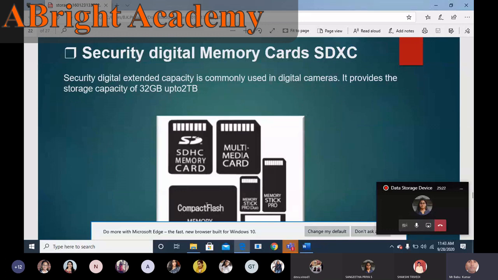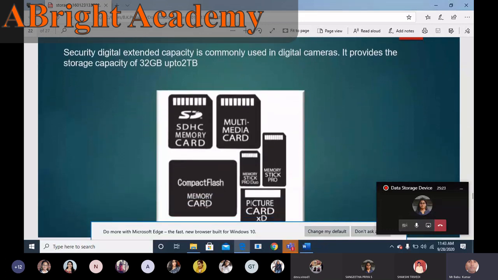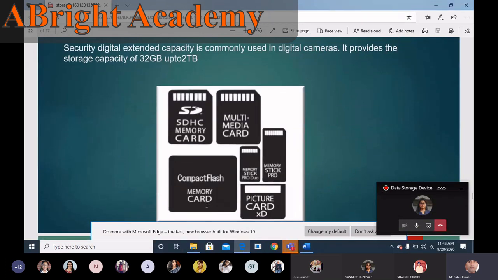Digital extended capacity is commonly used in digital cameras. It provides a storage capacity of 32 GB up to 2 terabytes.